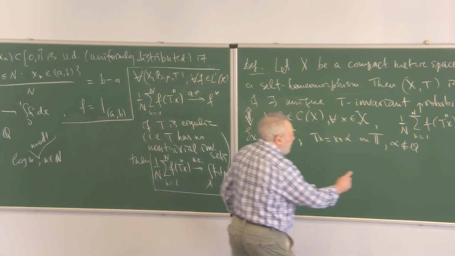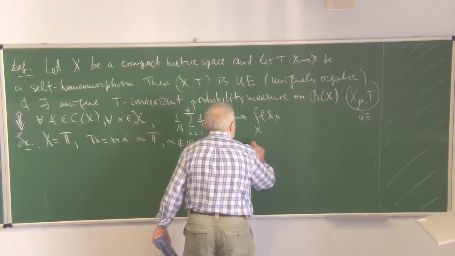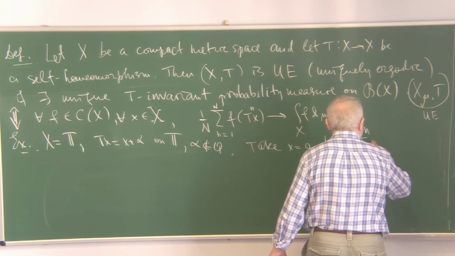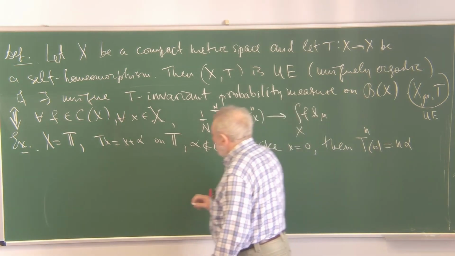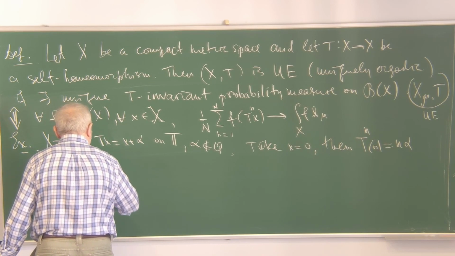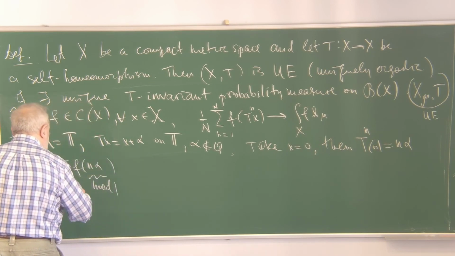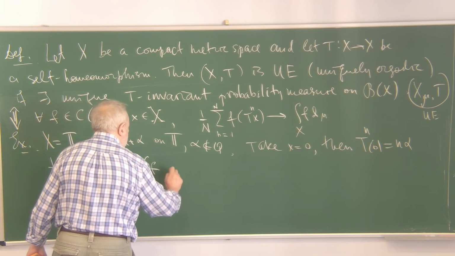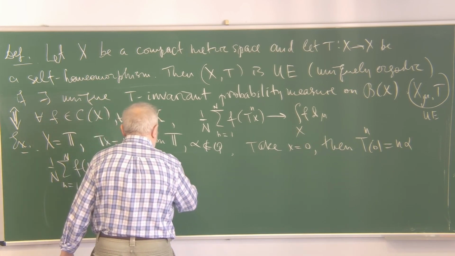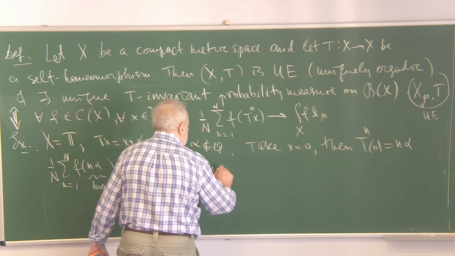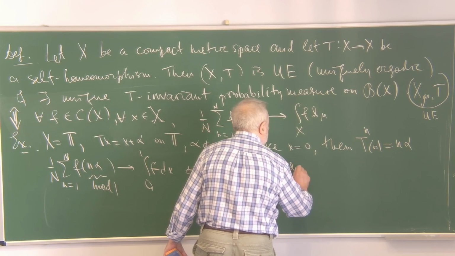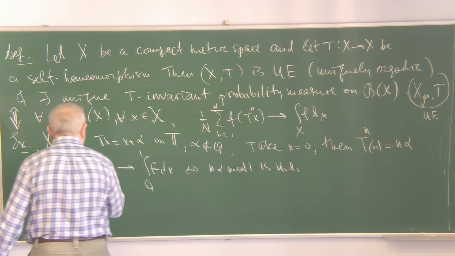And so I can choose a very convenient point. So take x equal 0, then T^n of 0 is n alpha, and then you have 1 over N, the sum of f of n alpha. So mod 1 is pre-assumed here because I'm in the torus, and this goes to the integral of f on my space, which I again identify for convenience with the interval from 0 to 1. And this is, of course, the same as saying n alpha mod 1 is u.d. And this is true, by the way, for any f.